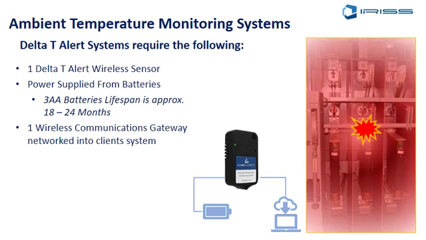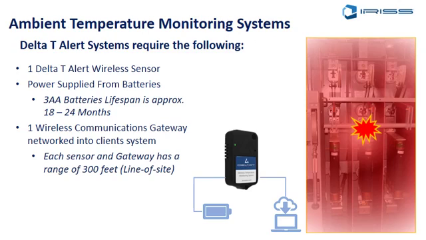Communications are wireless, so it's networked into a client system. We have gateways that are plugged into the local area network, and that basically gathers the data back to one PC from each of these sensors. Each sensor and gateway has a range of 300 feet line of sight. Typically we use one gateway in a switch room with maybe 10, 15, 20 Delta T sensors, although you can put over 250 Delta T sensors on one gateway, but the limitations are always on range or line of sight.